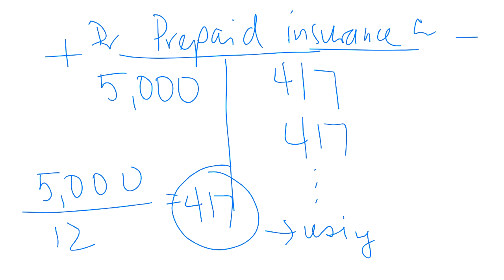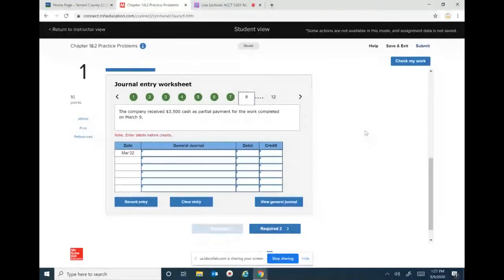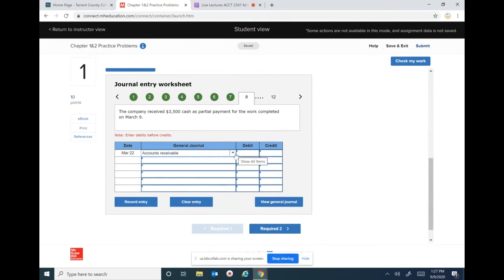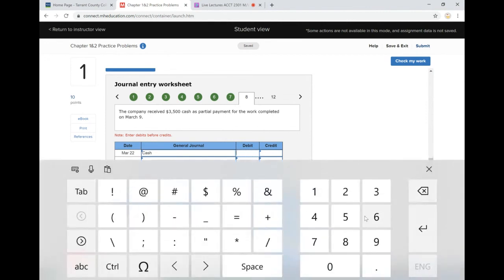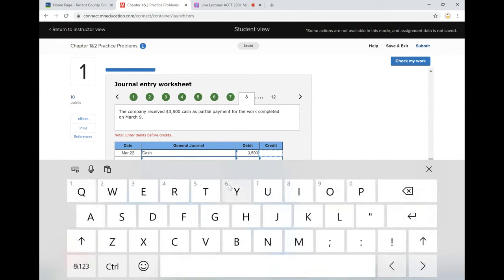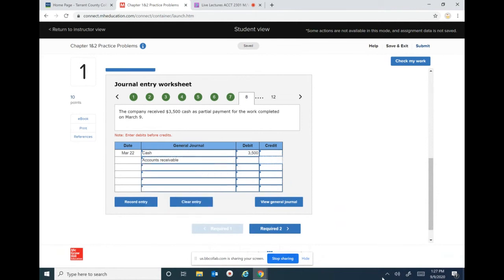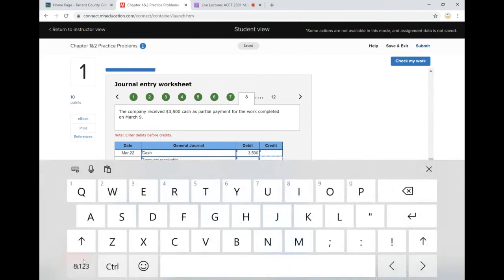All right, let's go back to McGraw-Hill. So here is the next journal entry, number 8. The company received $3,500 cash as a partial payment for the work completed on March 9th. In this case, we have a customer paying the company back. So I'm going to be collecting cash of $3,500. And then I'll be reducing accounts receivable because this is a partial payment. Accounts receivable will be going down by the same amount, $3,500.